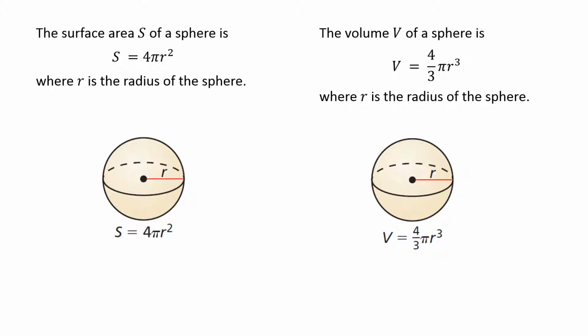Notice in each case there is a 4. In each case there's a pi. In each case there's an r. And on volume, you see the radius to the 3rd power, and then there's dividing by 3. When you get to calculus, you're going to find out how those 3's cancel each other out to leave you with the radius squared, which is the surface area. But that's a couple years down the road. So surface area, 4 pi r squared. Volume, 4/3 pi r cubed.